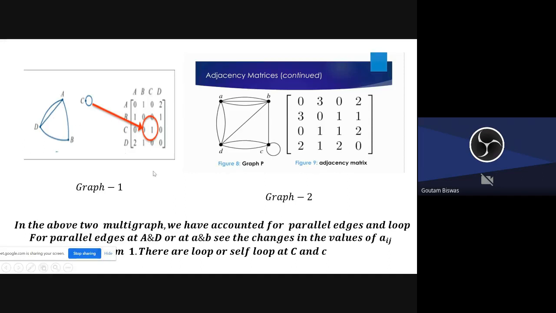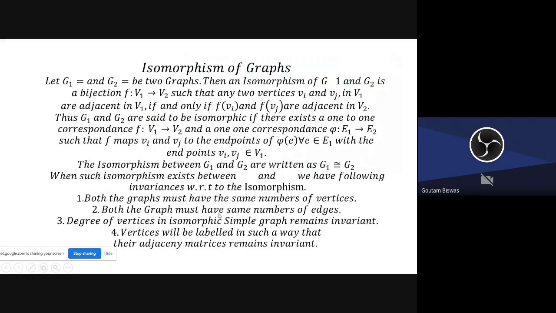Here also you can see in the above 2 multigraphs, these are called multigraphs. We have accounted for parallel edges, and you can see it. Now one of the very important consequences is isomorphism of the 2 graphs.